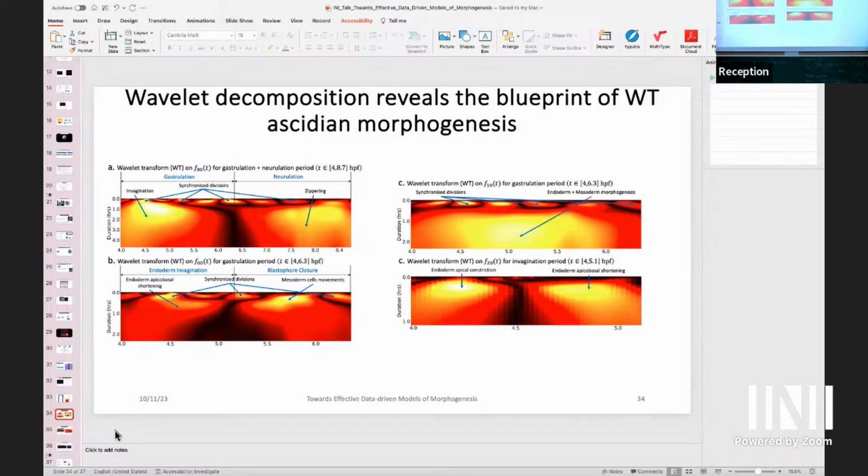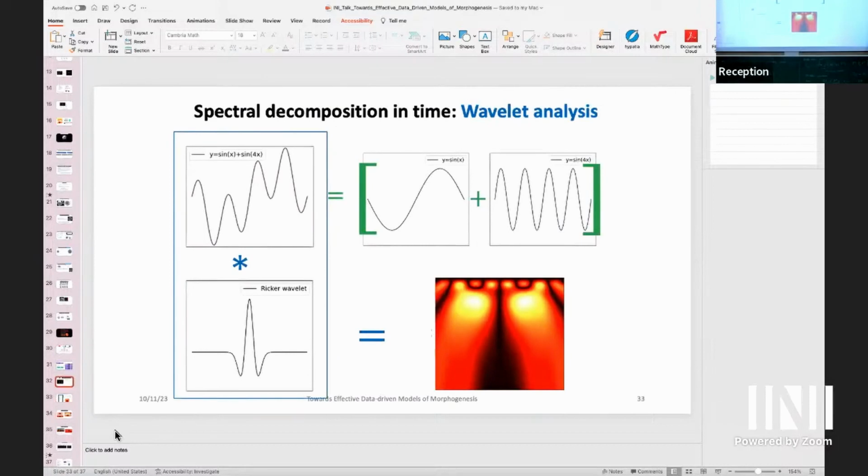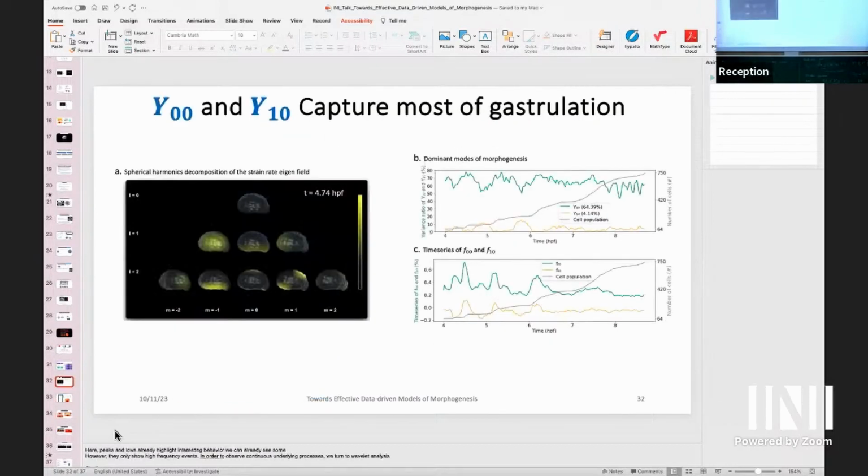The duration is 2 hours. So I was trying to compare that with the previous slide, where the total process is 2 hours. Time is in HPF, hours post fertilization, and here I see it goes from 4 to 8, so 4 hours. There is a total process on the gastrulation, which is 2 hours, and gastrulation and neurulation together are the whole thing. I see.